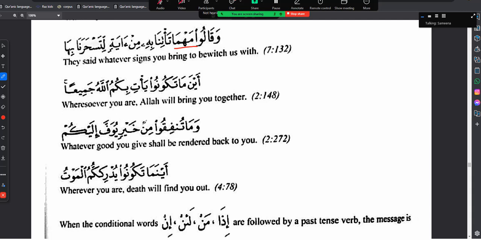And we have Aina ma takunu ya'ti bikumullahu jami'a, which is the conditional article in this ayah. Aina ma, mashallah. Aina ma and takunu. What is happening to the mudari after it? Very good. Takununa, the noon drops, and then this is very good. And then we have yati bikumullahu jami'a, which is the shart part. Wheresoever you are, this is the shart part. And the Jawab shart is Allah will bring you together. Okay, this is the Jawab shart.